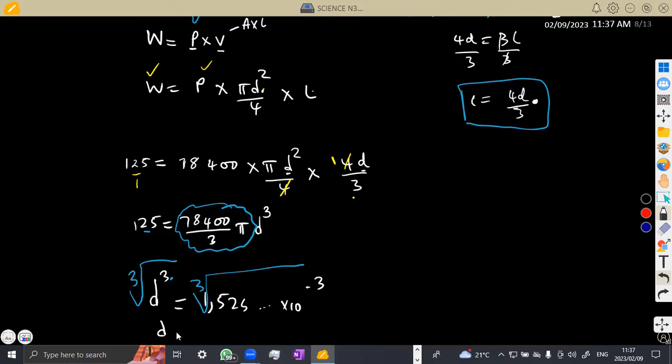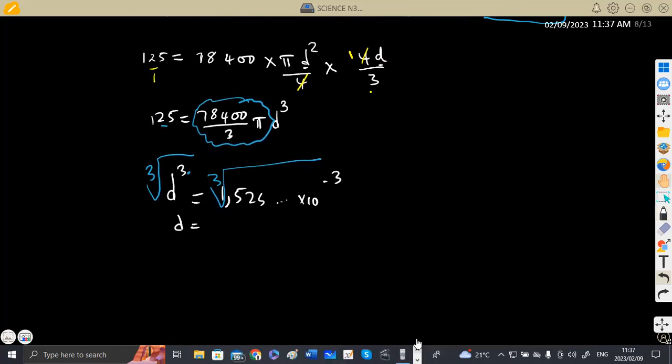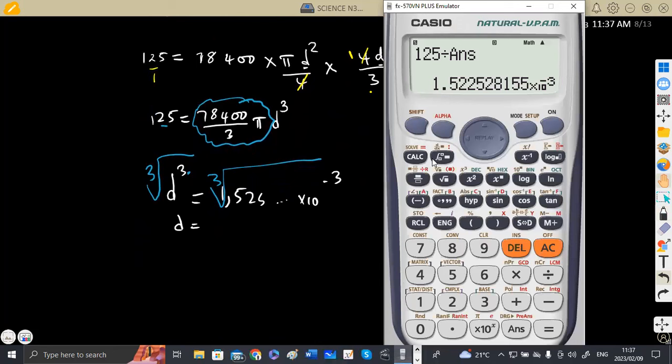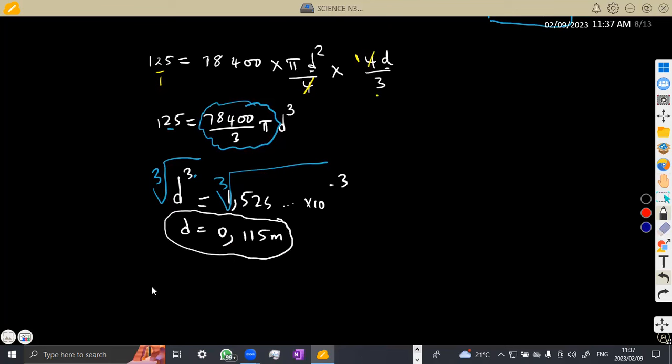So that means our D representing the diameter is going to be the cube root of the answer that we got, which is 0.1150 something, which is going to be 0.115. All right, so our D is going to be 0.115. We must know that this diameter is in meters. So we have got the diameter.